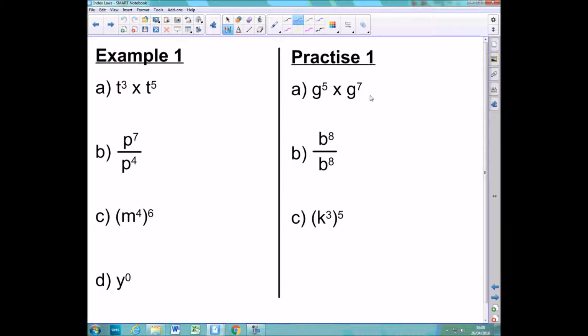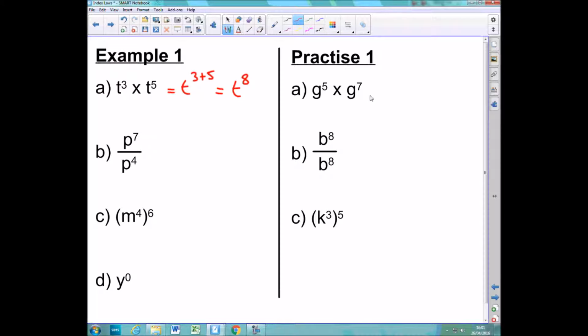Now in this case the base is t, and it's clearly the same because both parts have a t in it. So what happens when I times two powers together? Well, the first index law tells me that when I times two powers together, I've got to add the indices. So I can simplify this by saying t to the power of 3 plus 5, which is t to the power of 8. Okay, so question B here, I've got p to the power of 7 divided by p to the power of 4.